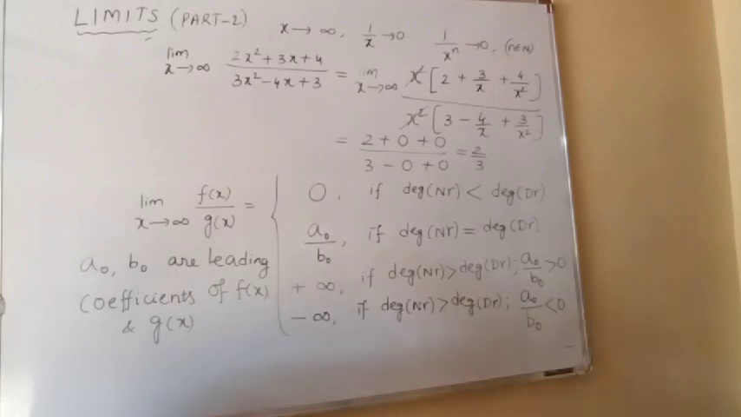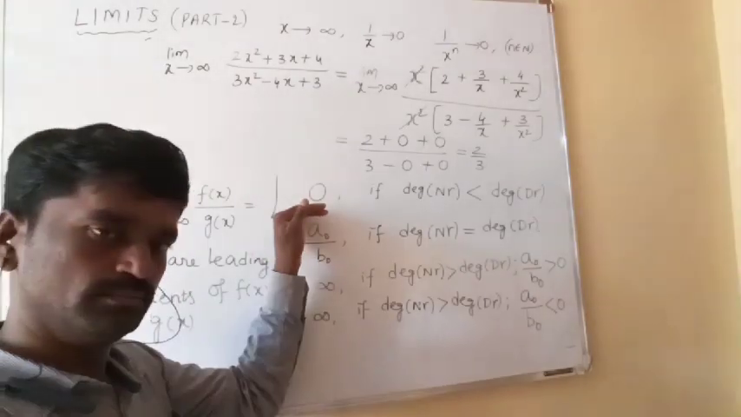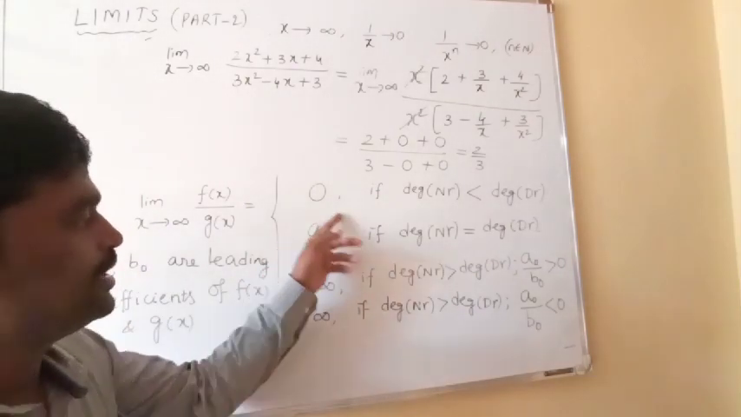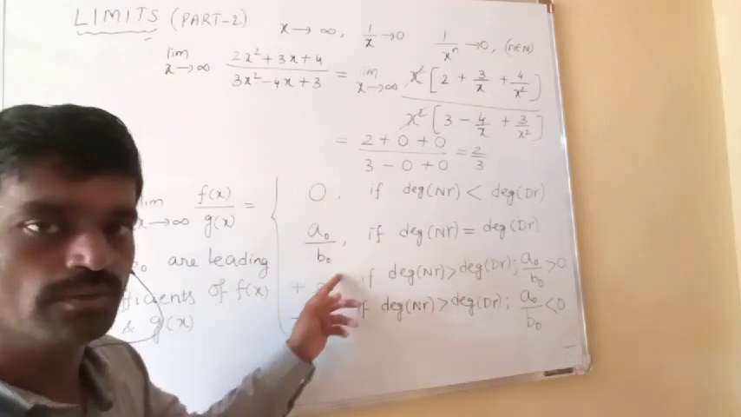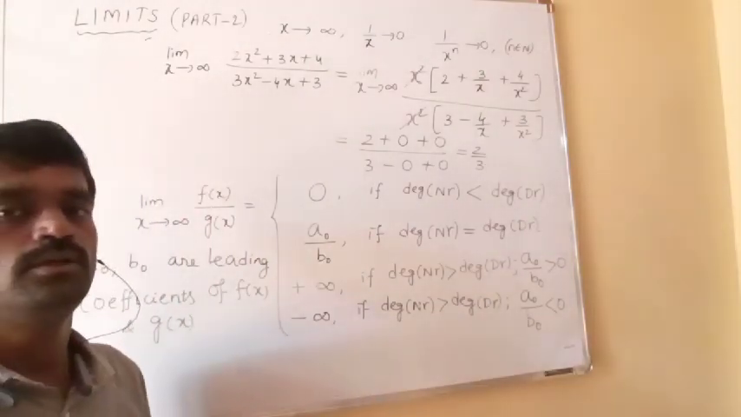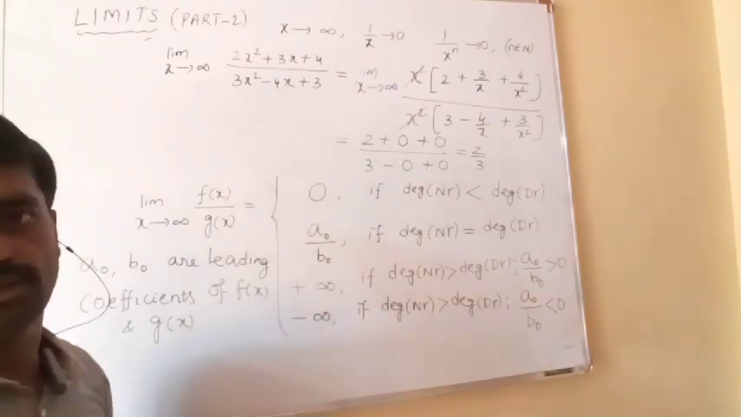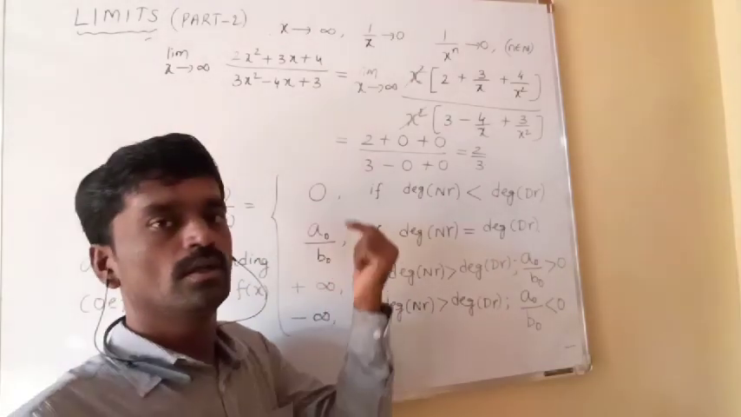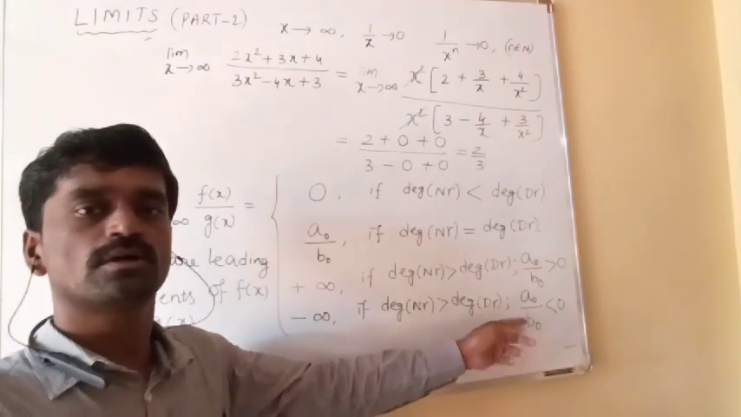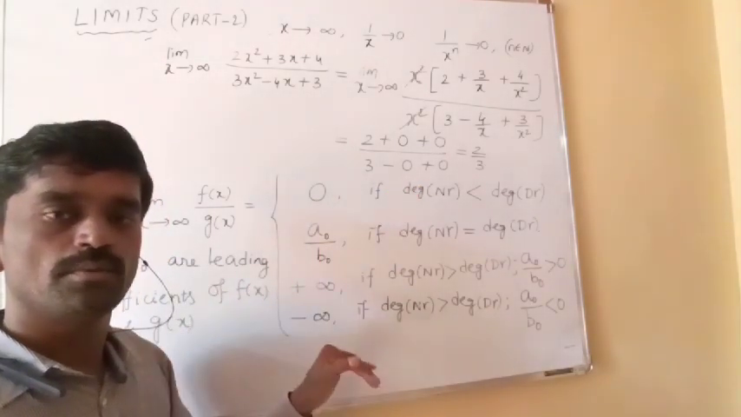Okay, if you are able to remember this formula, it is well and good. That means whenever limit x tends to infinity, f of x by g of x, when will we get 0? Only when numerator degree is less than denominator degree. When will you get a non-zero real number? When degree of numerator is equal to degree of denominator. When will you get infinity? When numerator degree is more. Denominator degree is more, 0. Numerator degree is more, infinity. When will we get plus infinity? When leading coefficients have the same sign. And when will you get minus infinity? When leading coefficients are of opposite sign. And you get a non-zero real number when degree of numerator and degree of denominator are both equal.